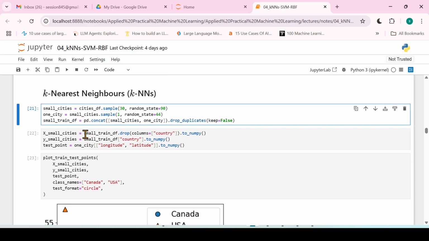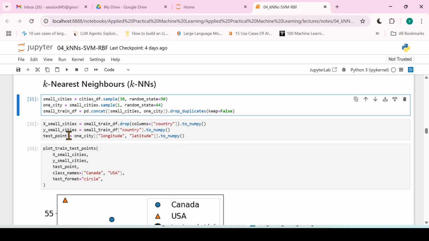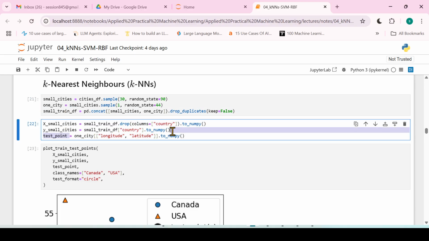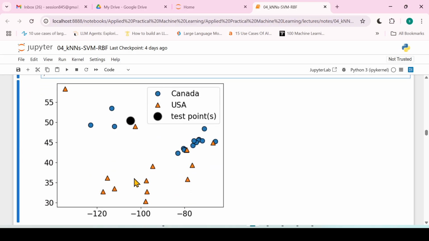We have concatenated this, right? And after that, we have taken a small training data set just to see the examples over here. So we have created a very small training data set, right? And then we have separated the x and the y part of the training data set, and here we also have the test point, basically the same test point. So here we have taken the test point, and then we have plotted all the data over here.